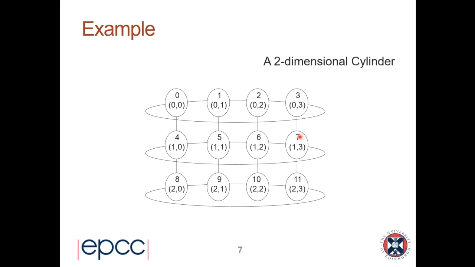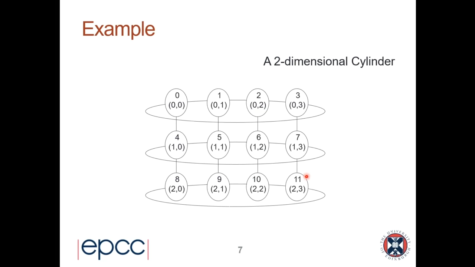So for example, rank 7 will be at position 1, 3. And this then allows me to ask, who are my neighbors? So if I'm rank 6, my neighbors in the first dimension are 10 and 2, and my neighbors in the second dimension are 5 and 7.